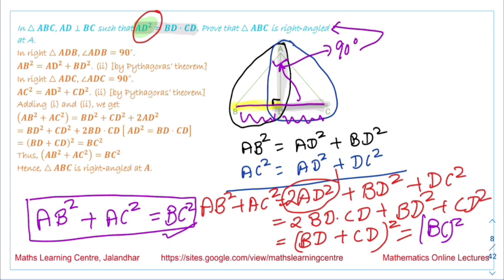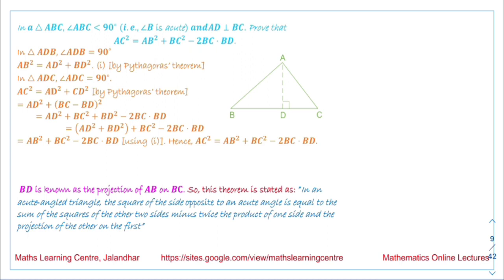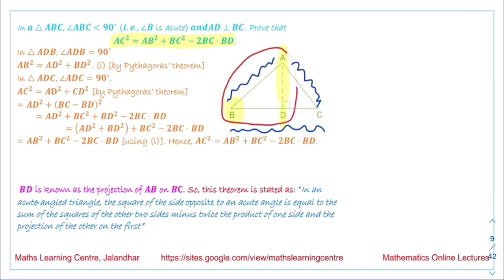Now the next question we have is that in a triangle ABC, the angle at B is given to be an acute angle. This angle is less than 90 degrees, and AD is the perpendicular on BC. We have to prove this result. This result is given over here: AC square is equal to AB square plus BC square minus 2 times BC into BD. So we are talking about two right angled triangles. One is this, and the second triangle is this.